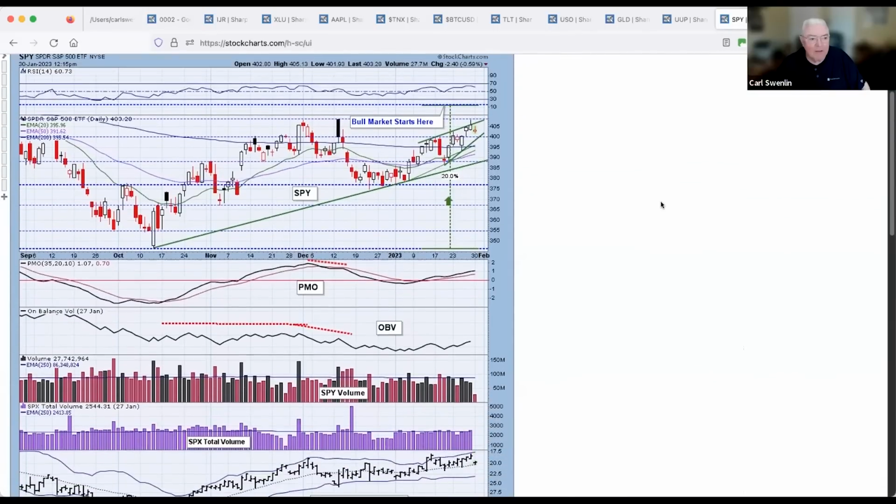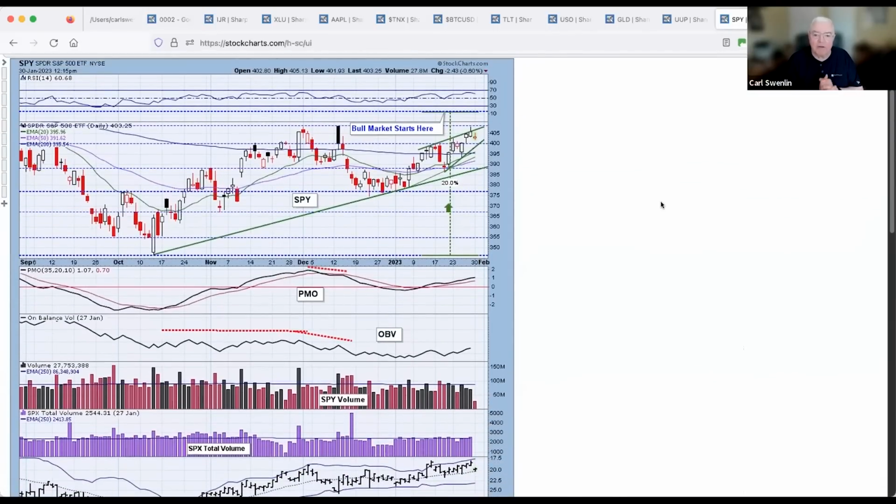So back to the market. Today, the futures were down before the market opened. There was improvement. Actually, the market was up for a while, but finally settled back into what we would expect.